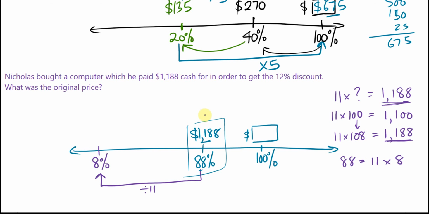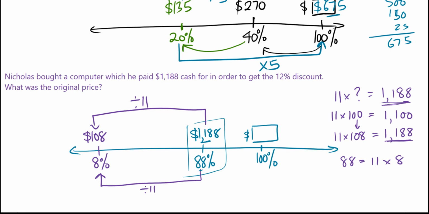Which means if I divide 1,188 by 11, okay, so dividing by 11, that will give me $108. So 88 divided by 11 will give me 8%. Then $1,188 divided by 11 also will give me $108.